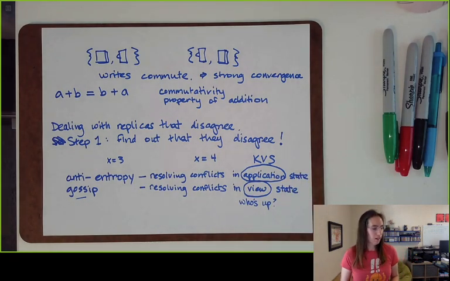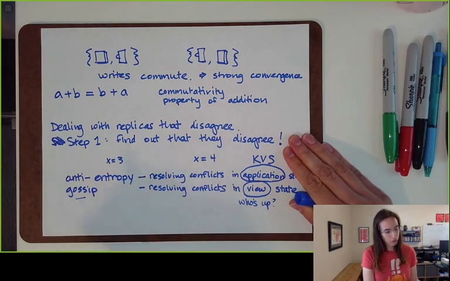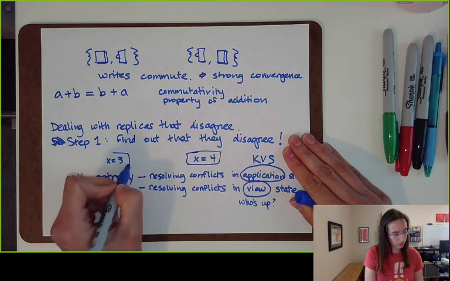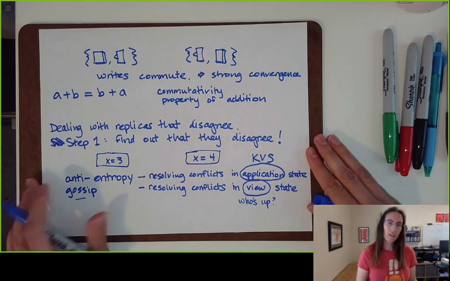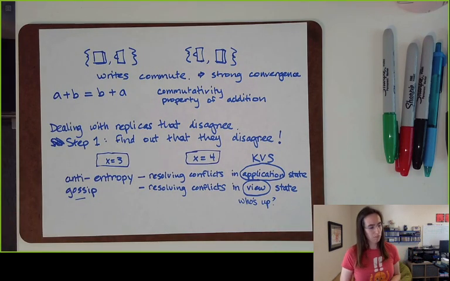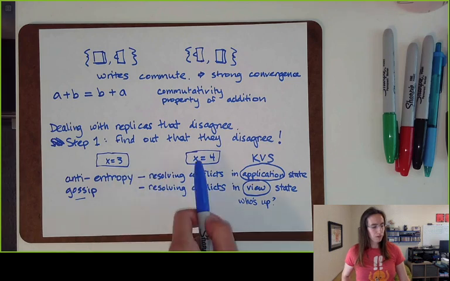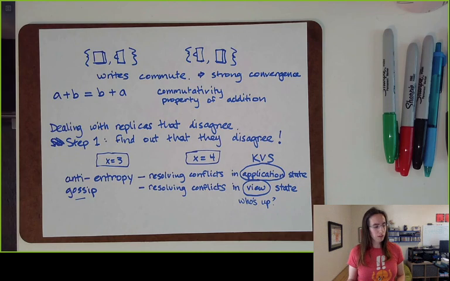Well, anti-entropy is for ensuring something that's actually better than causal consistency. You know how we talked about how you can end up in a situation where replicas disagree because of concurrent writes. Like this replica over here could end up thinking that X is 4, and this one could end up thinking that X is 3, because clients have concurrently written those things. Even in a causally consistent system, you could end up that way. What anti-entropy does is it tries to resolve those kinds of conflicts by having nodes talk to one another and tell each other what their state is.